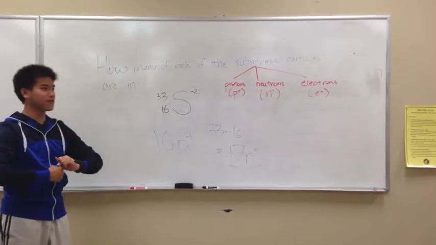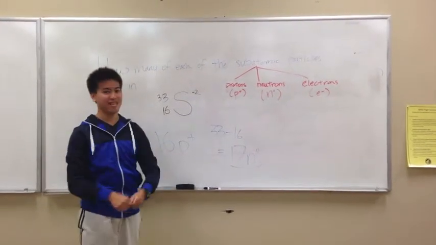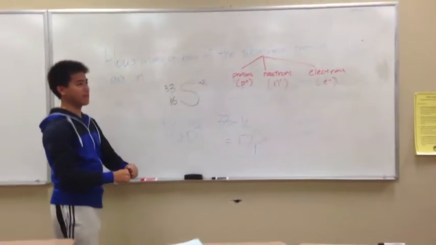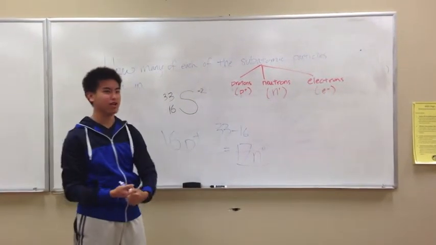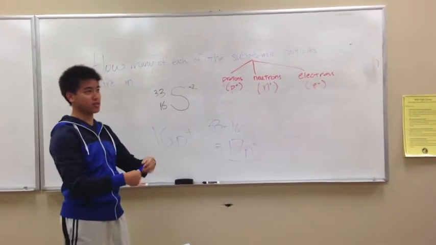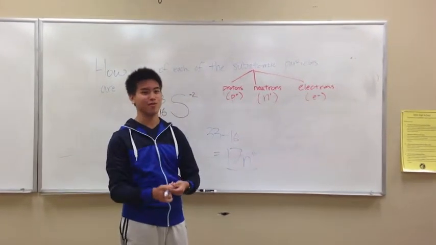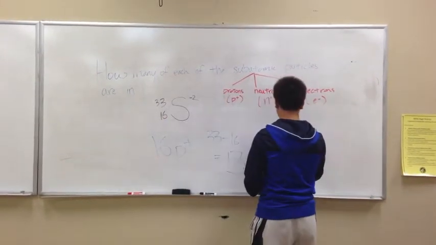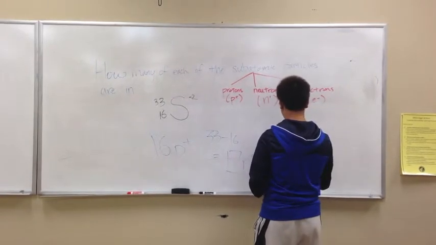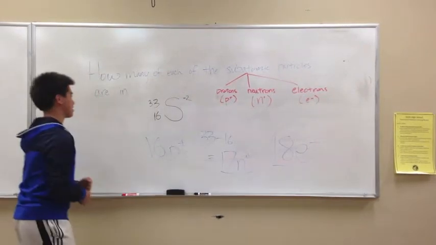Now, sulfur usually doesn't have a charge, but this time on the question, it has a -2 charge. And so if we have 16 electrons, the charge of sulfur will be 0, but we want to add an extra 2 electrons to give it a -2 charge. So 16 plus 2 is 18. We get 18 electrons.